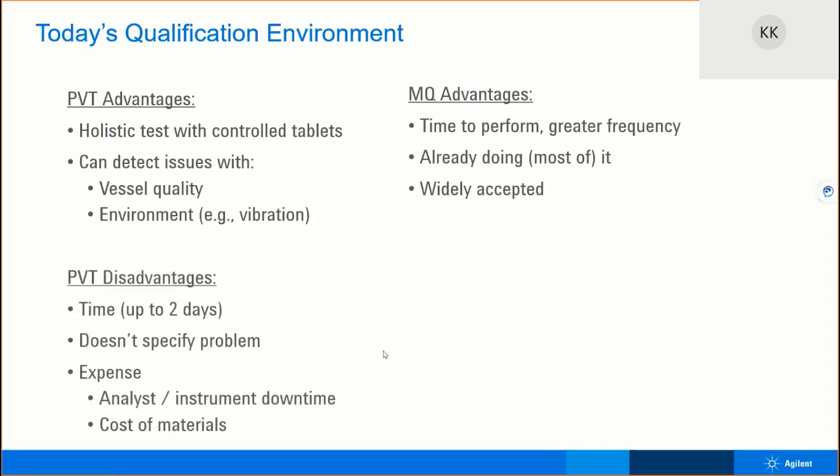So what are the disadvantages? Time, obviously, for the PVT. It doesn't specify the problem, right? So even if you have a failed result with your PVT, you then have to start searching where this is coming from. The expense, so you have to pay the person that is doing the PVT, and it takes long, so you have the instrument downtime. And you also have the cost of materials because you obviously have to buy the calibrator tablets, you have to degas your water, or these kinds of things.